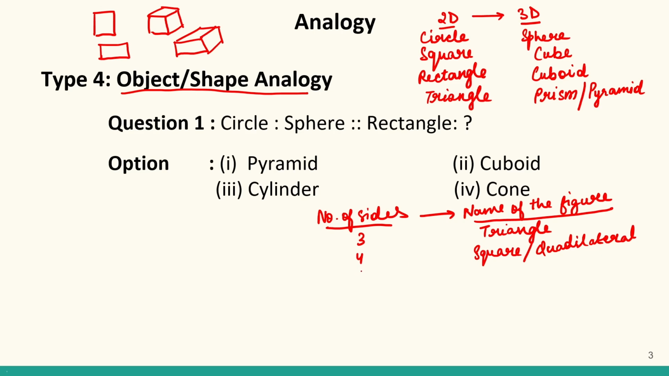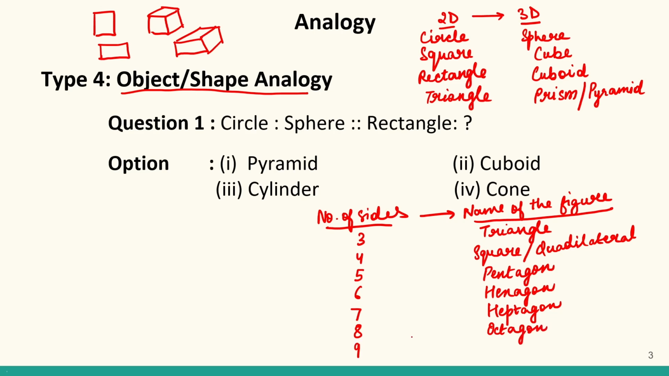Then we discussed if a figure has 5 sides, it is called a pentagon. Similarly, if it has 6 sides, it will be called a hexagon. If it has 7 sides, it will be called a heptagon. If it has 8 sides, it will be called an octagon.